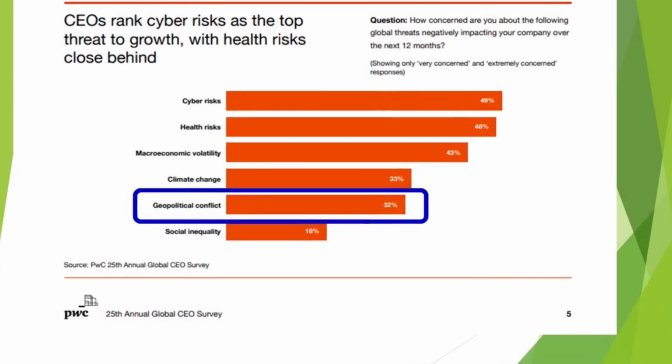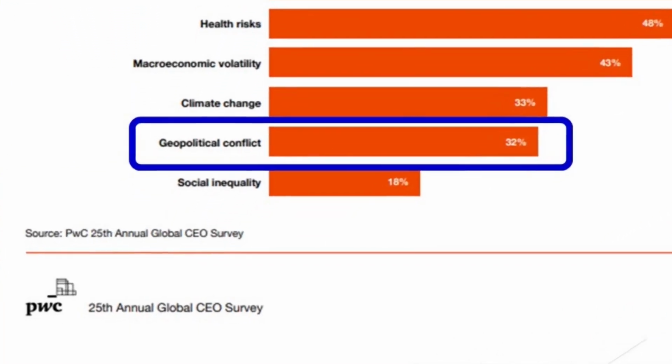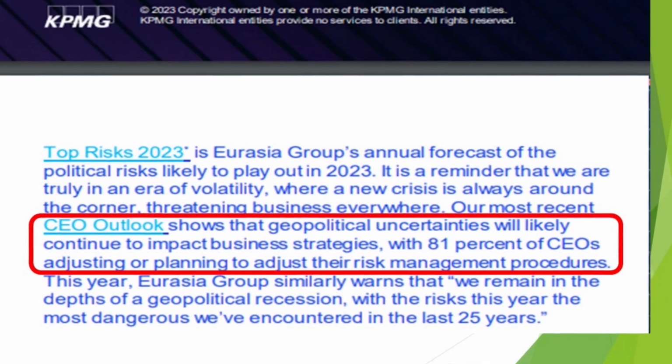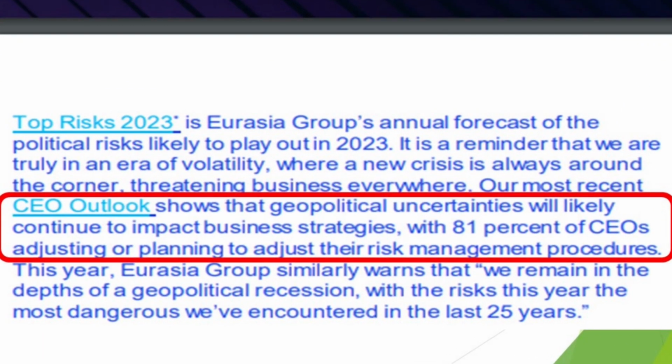In this video, we are going to discuss a very important topic: the impacts of geopolitical tensions on global supply chains. So let us understand first of all what a supply chain is and what we mean by geopolitical tensions.